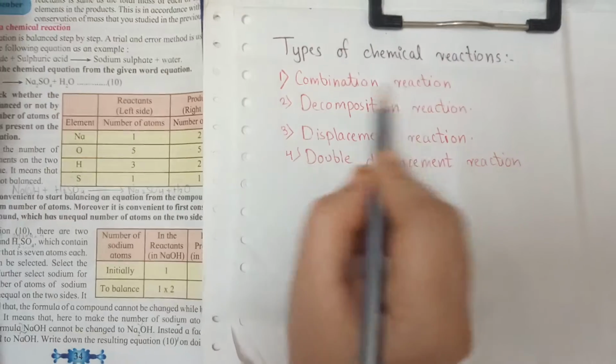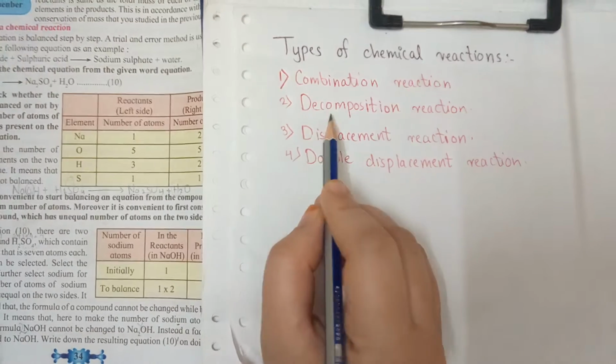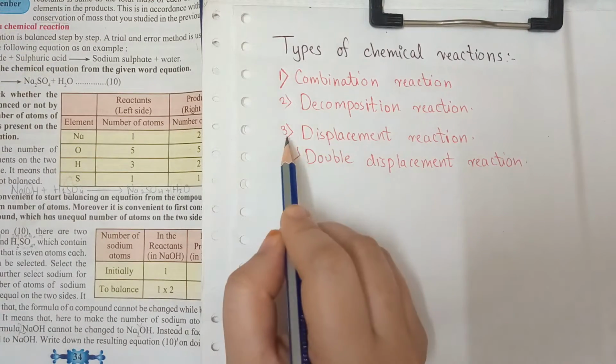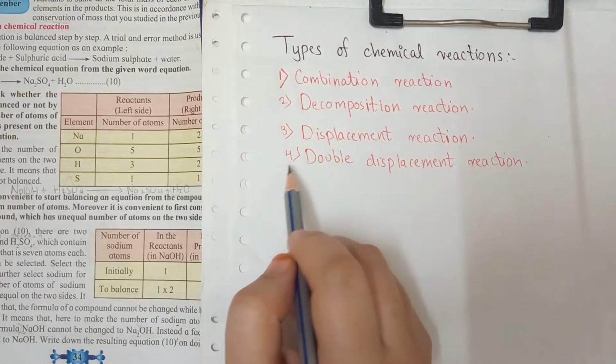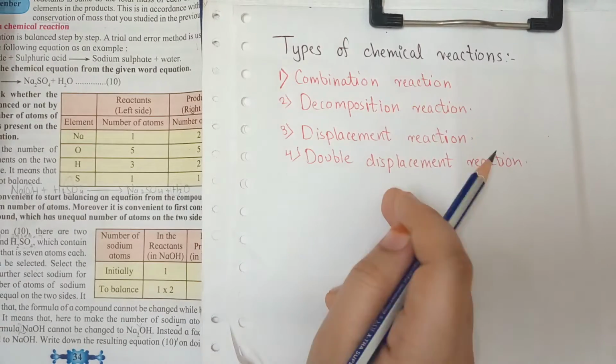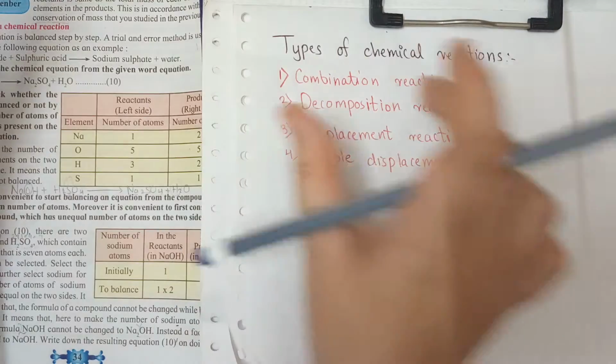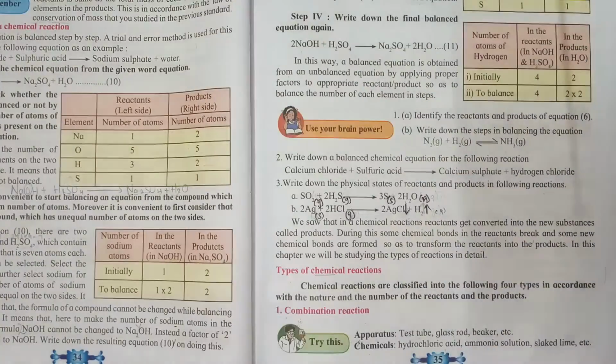The first is the combination reaction. The second type is the decomposition reaction. The third type is the displacement reaction. The fourth one is the double displacement reaction. Now let's study all these in a little more detail.